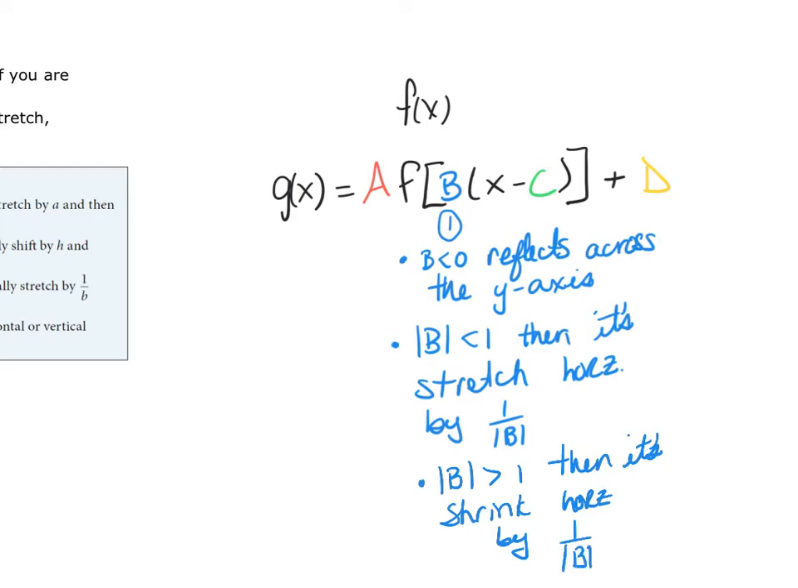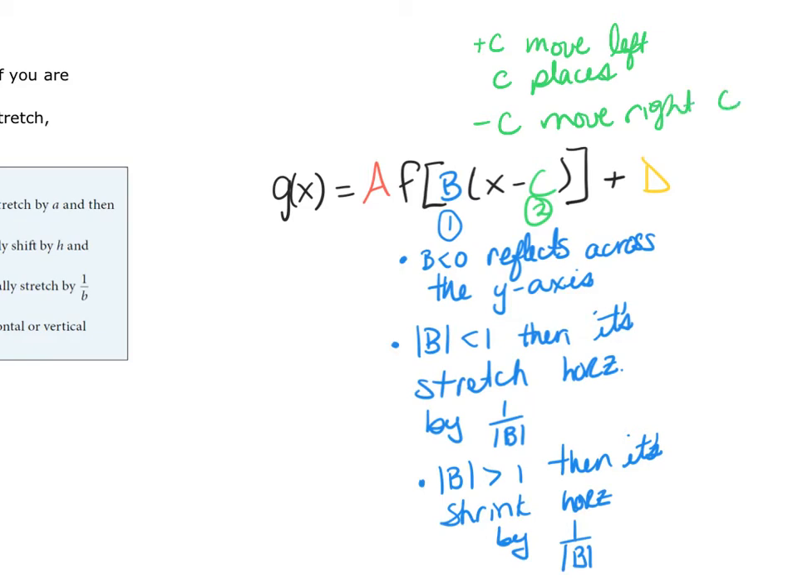You want to do that one first if you have anything other than 1 on your coefficient. Now the second thing you want to do is C. When you're doing C, you have to pay attention to the fact that it is changing your domain, and you want to do it second. If it's plus C, then we move left C places, and if it's minus C, then we move right C places.